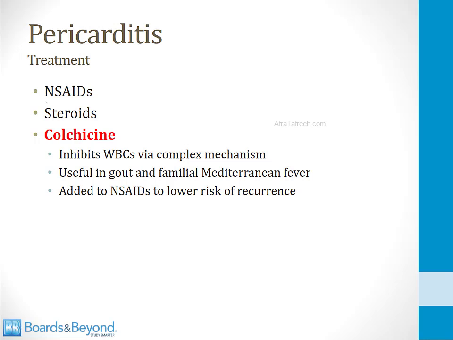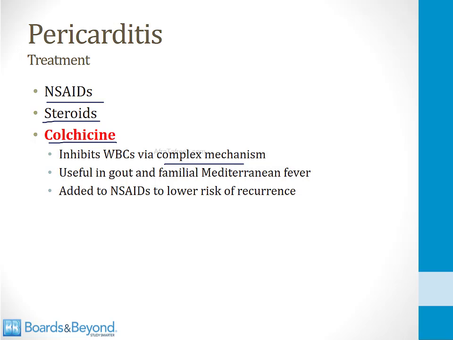The treatment is very straightforward. The mainstay of treatment is nonsteroidal anti-inflammatory drugs like ibuprofen. Steroids can be used in some cases. And then finally, colchicine is a special medicine that is used in pericarditis. It inhibits white blood cell action via a complex mechanism that's not well understood.